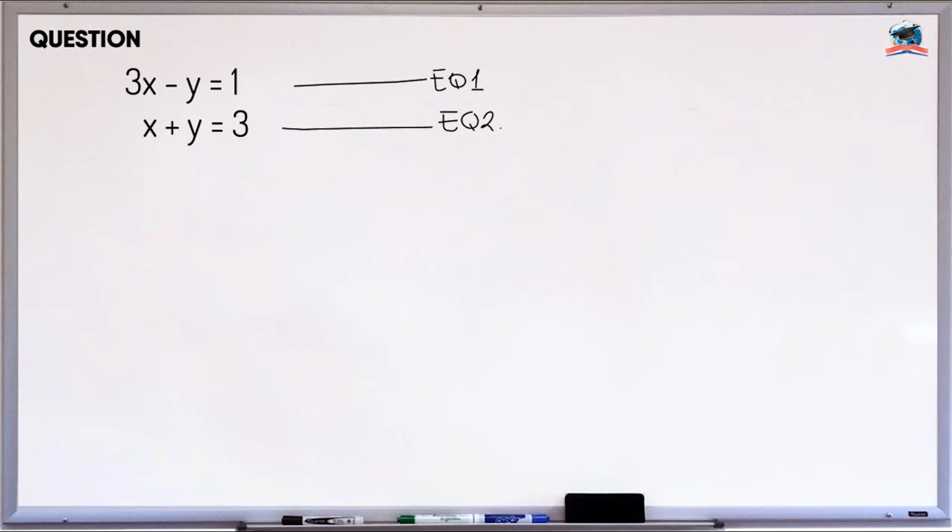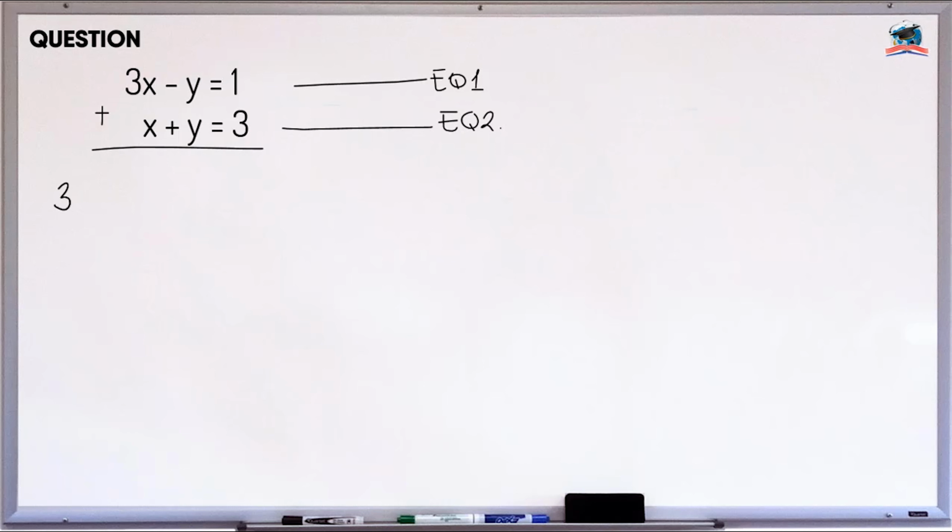3x minus y is equal to 1, x plus y is equal to 3. Now we're going for the y. We want to eliminate the y, and the reason why, as we've previously explained, is that the y has got 1 value there, and the other y at the bottom has got only 1 value. So we go for that. Now we will either add or subtract. Let's start with this. Let's add and see what happens.